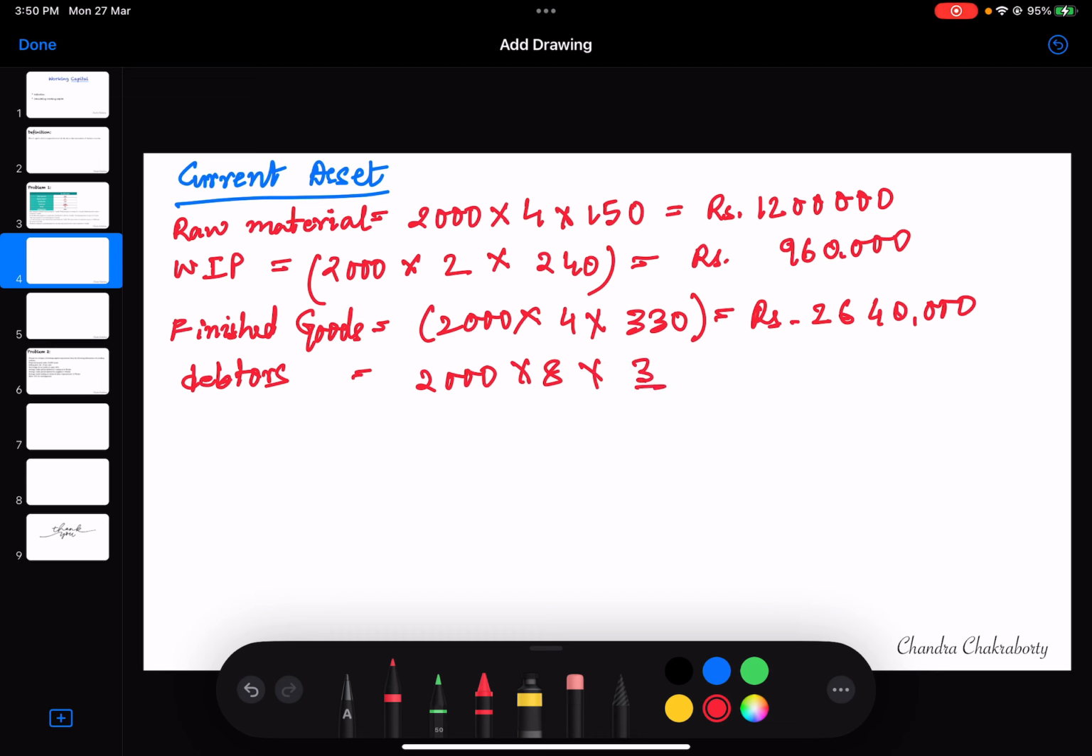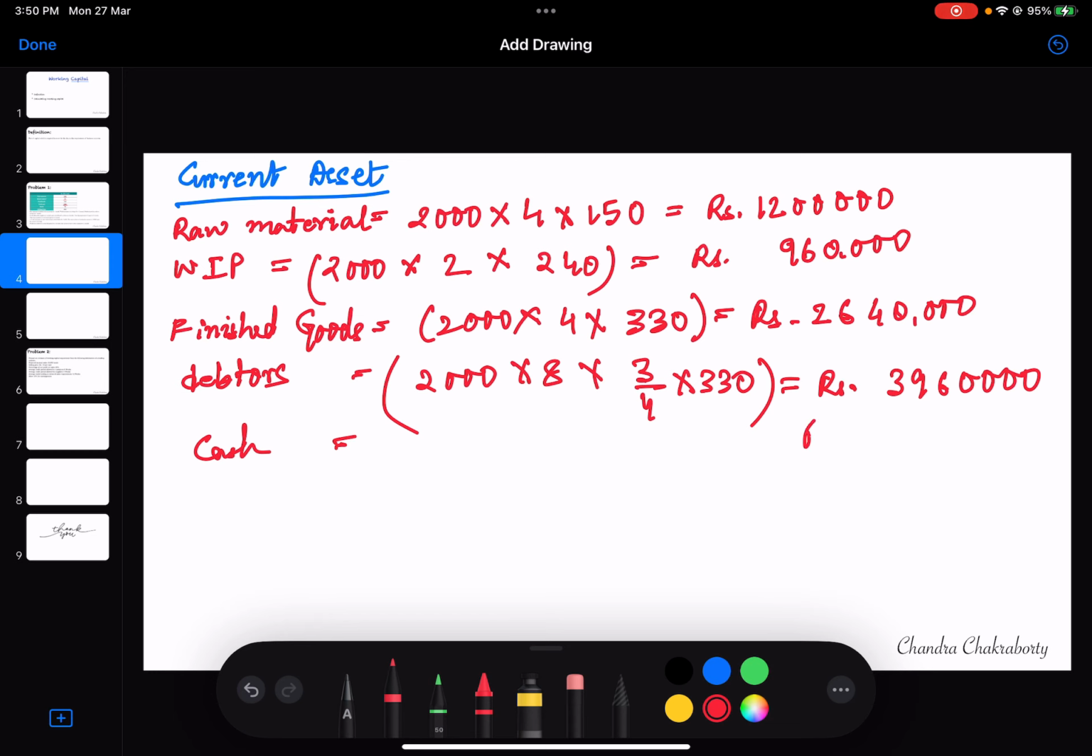And then 1/4 is done by cash. So remaining is 3/4, right? And again, here you will use the total cost, okay, which is 330. This will give you 39,60,000.